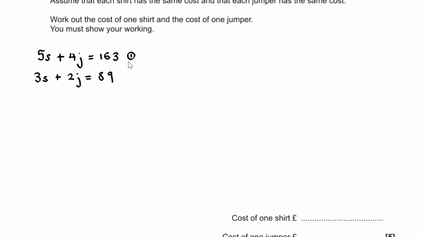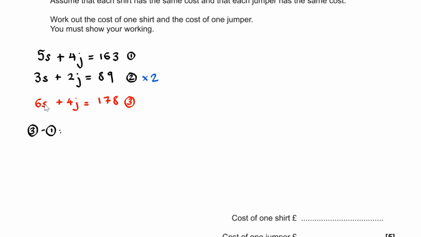If we call this first one equation 1 and this equation 2, what we can do is multiply this equation by 2, and if we do that, we have 6S plus 4J equals 89 times 2, which is 178. We'll call this equation 3. And if we look at equation 1 and 3, the number of J's is the same. So what we can now do is equation 3 take away equation 1.